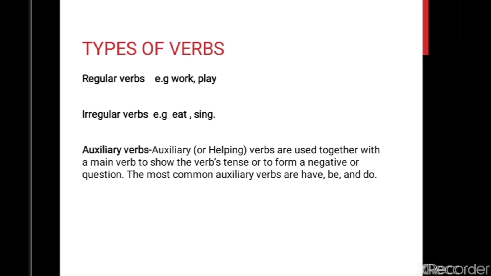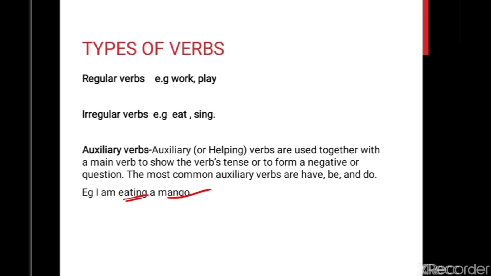The third form is the auxiliary verb. Auxiliary verbs are also called helping verbs. They are used together with the main verb to show the verb's tense or to form a negative or a question. The most common auxiliary verbs are have, be, and do. Let's take an example. I am eating a mango. Here, I is the subject and eating is the main verb. And what am I eating? A mango. So a mango is the object. So I is the subject, eating is the verb, and a mango is the object.